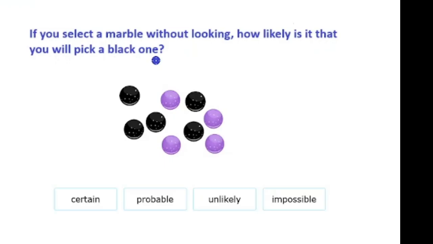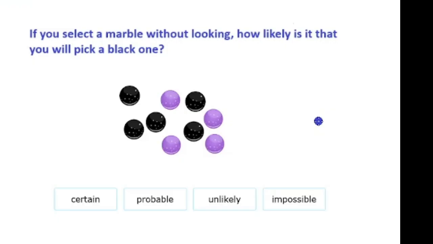So the first thing you have to do is count all the marbles to know how many you have. So 1, 2, 3, 4, 5, 6, 7, 8, 9. We have 9 marbles in total. Now let's count the black ones. 1, 2, 3, 4, 5. 5 black marbles. And we have 1, 2, 3, 4 purple marbles.